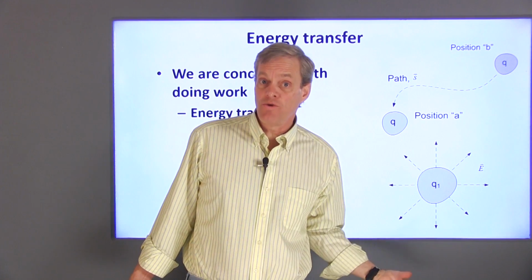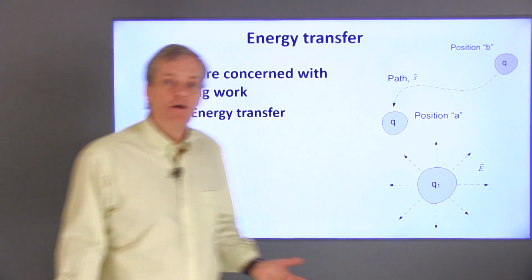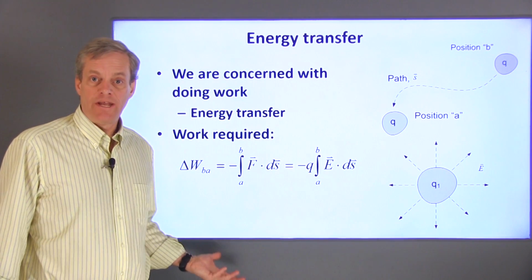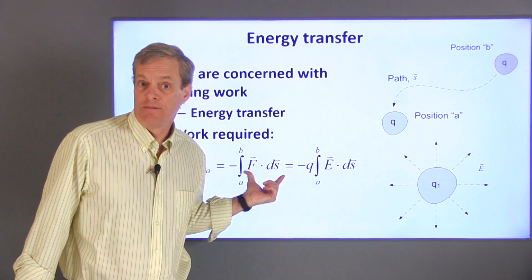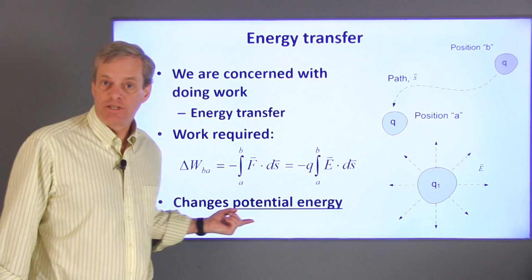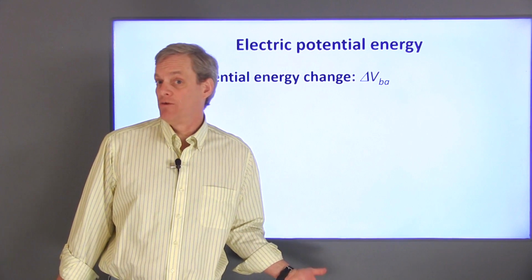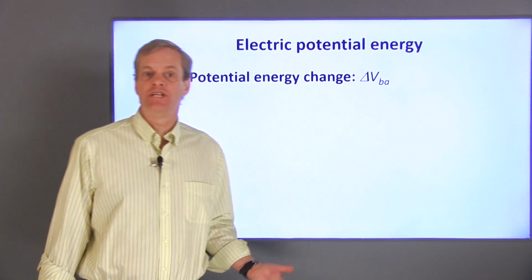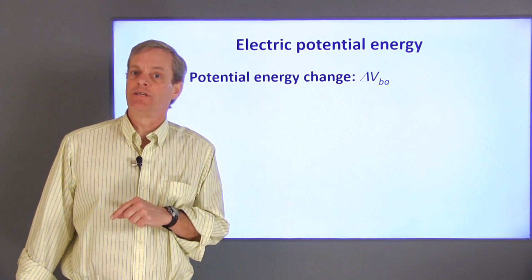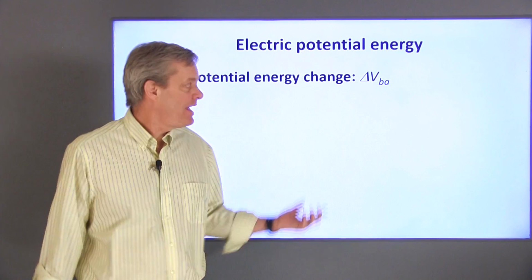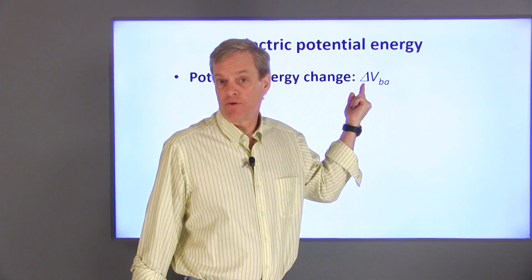Since there's a force on Q, this corresponds to moving a force through a distance, which is the definition of work. The work involved in moving the charge from point A to point B is the integral of the dot product of the force times the distance. This is just a change of potential energy of the charge. The potential energy change associated with moving a charge in an electric field is generally represented by the variable V. So the change in electric potential resulting from moving the charge from point B to point A is delta V sub BA, where delta signifies a difference in some parameter.